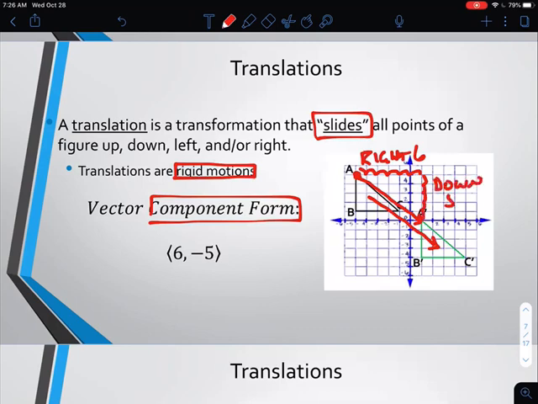So you have to know what direction you're heading: right 6, down 5. For component form, remember we have those arrow brackets, and the first number is right or left. Since we went right, that's a positive 6. The second number is up or down. Down is negative, so that's why we get the negative 5. This component form tells me I went right 6, and the negative 5 tells me I went down 5. Those numbers are going to be extremely important for you to know what they mean.